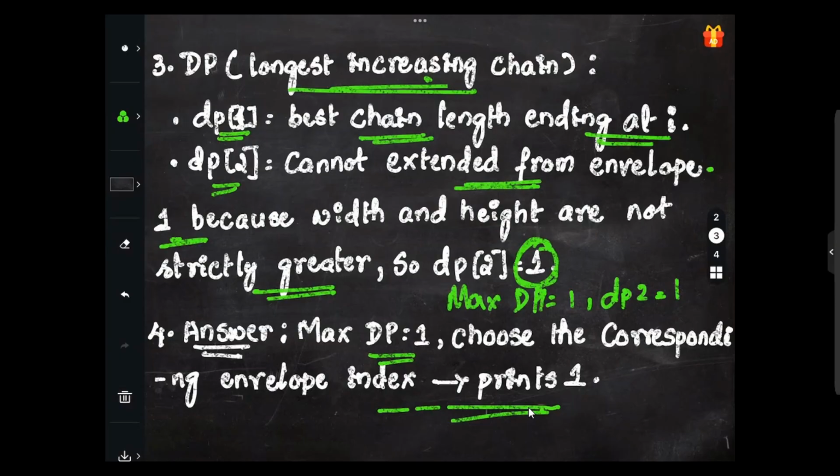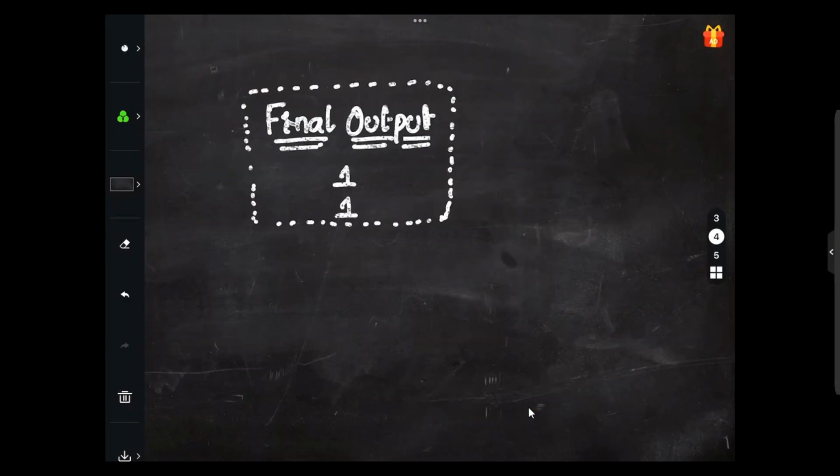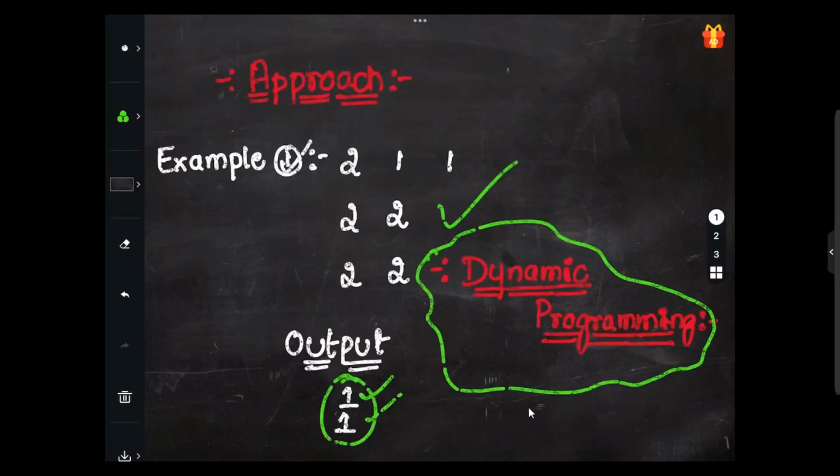So in simple terms, dp of 1 is 1, dp of 2 is also 1. So the final output that we return here is 1 and 1 respectively. The output that we got here, 1 1, is equivalent to the output that they have mentioned for example 1 within the question. So our approach works absolutely correct in this case, right?